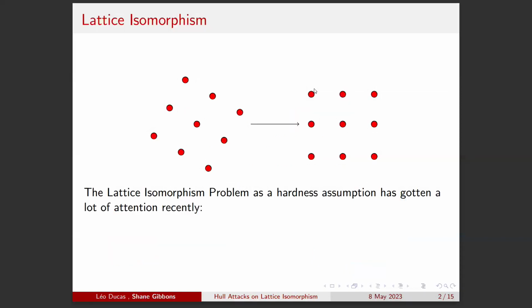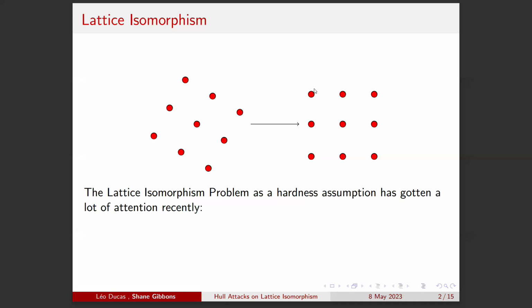So lattice isomorphism. Well, intuitively, you can think of it as a rotation of a lattice. Shown here, for example, the lattice on the left, which in reality spreads out infinitely in every direction, rotates and is isomorphic to the lattice on the right. It's very obvious here in 2 dimensions that they're isomorphic, but in higher dimensions, this is non-trivial.